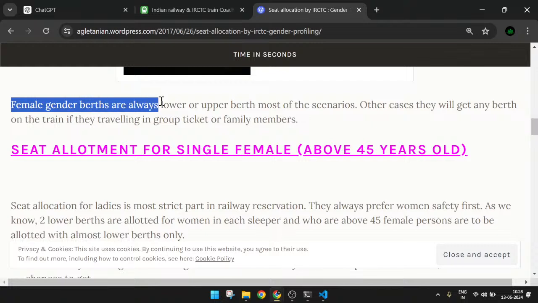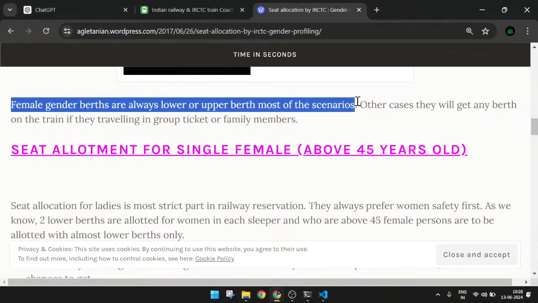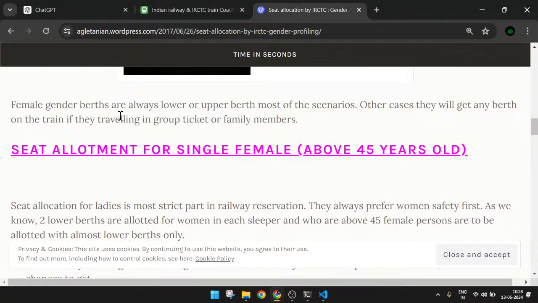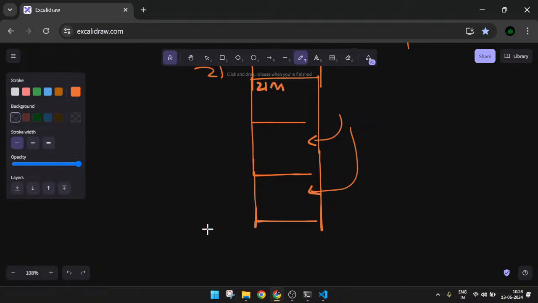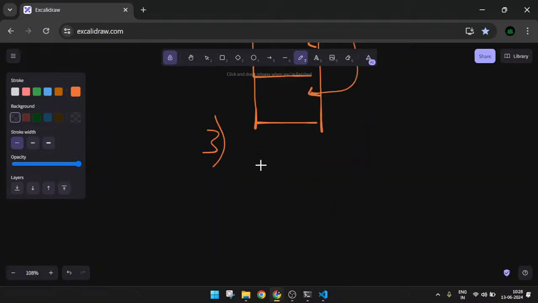Female gender berths are always lower or upper. Other cases, they will get any berth on the train if they are traveling in a group ticket or family members. There is an exception case for group tickets. Always lower or upper. Oh, okay. I also got another rule that females can only have lower or upper. They cannot have middle. Okay. They don't have middle. Nice.